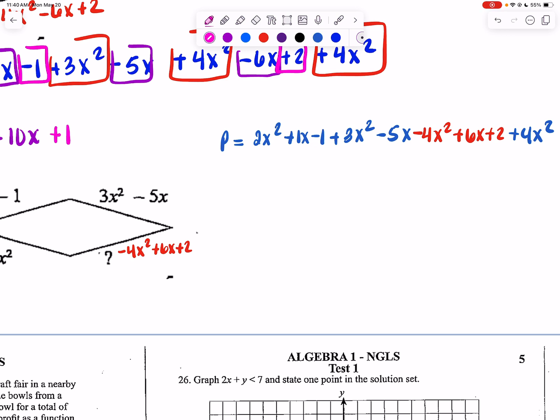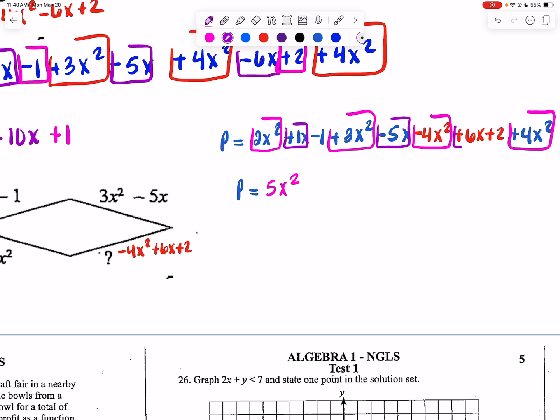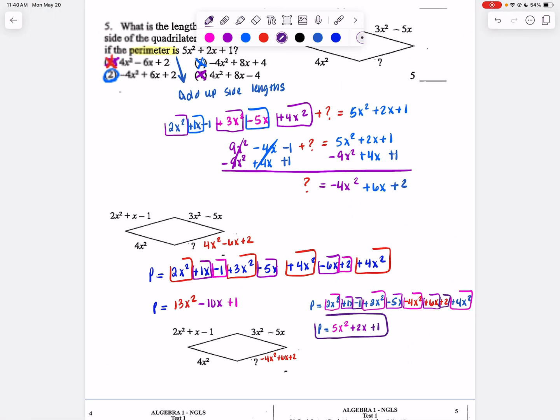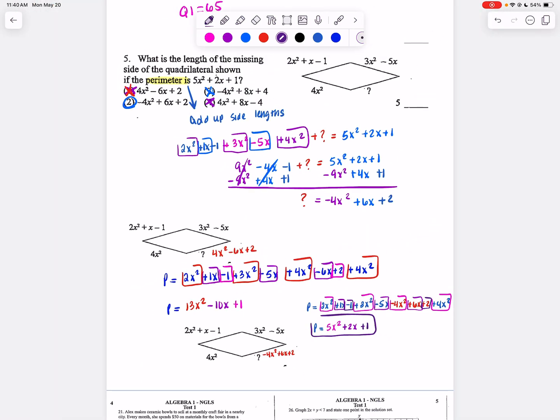Now I'm going to combine my like terms. So 2x squared, 3x squared, minus 4x squared plus 4x squared. So 2 plus 3 is 5, minus 4 is 1, plus 4 is 5. So I get perimeter is equal to 5x squared. Now I combine my x's, so 1x minus 5x plus 6x. So 1 minus 5, negative 4 plus 6, a positive 2. And you can do all those calculations on your calculator. Now I combine my numbers, so what's negative 1 plus 2? That's a plus 1. And if I look, that's the perimeter they wanted in the question. So that's another reason why my final answer is going to be choice 2.